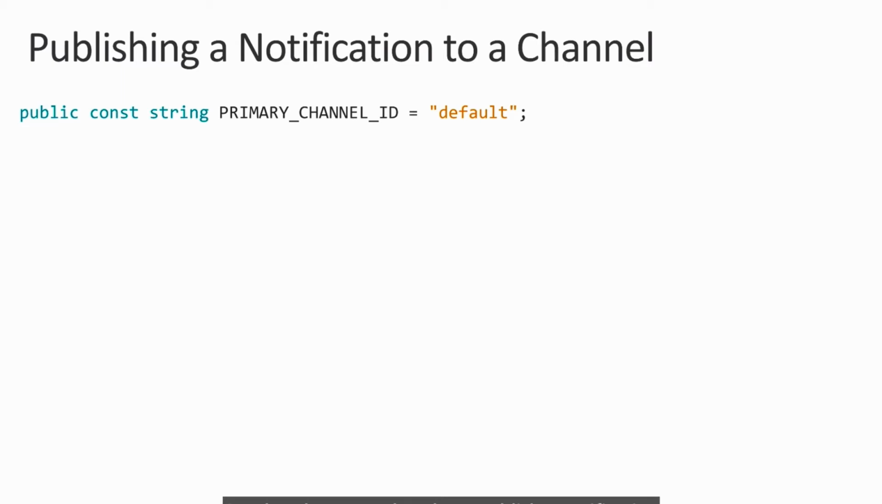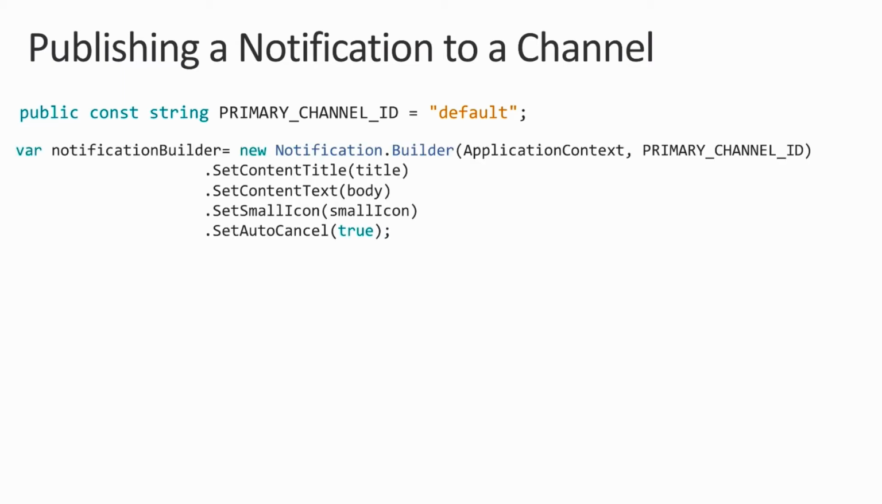So what do we need to do to publish a notification to a given channel? Well, we need to know the channel ID. And then from there, a lot of it is just like the way it used to be. We use the notification builder, with the notable exception that now we are also providing the channel that we are publishing this notification to. And then we set the properties on the notification using the fluent interface of the notification builder. So we'd set the title, the text, maybe a small icon, that kind of a thing. All these things are set on the builder.